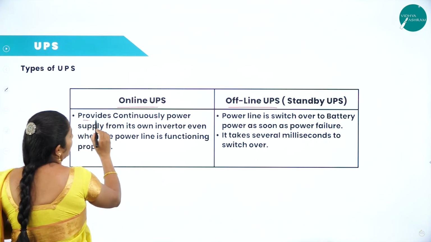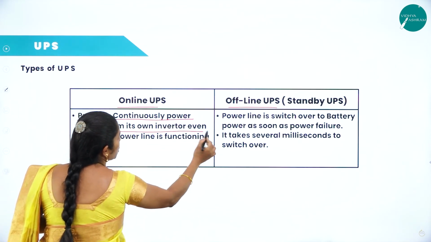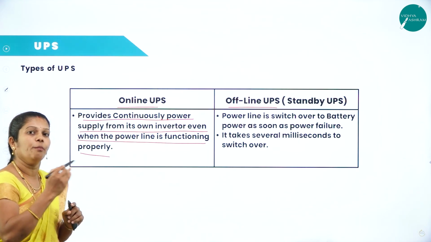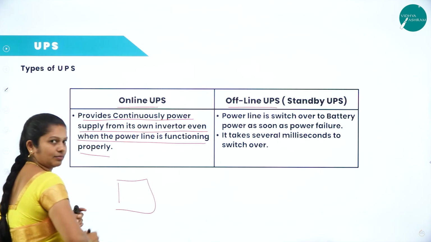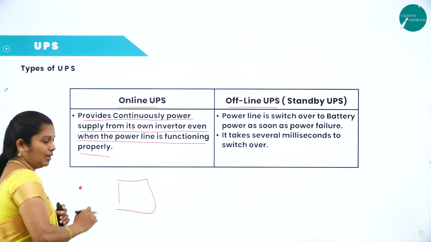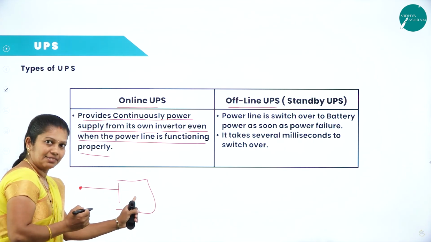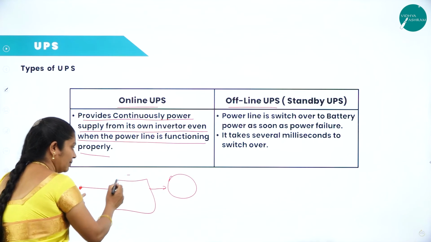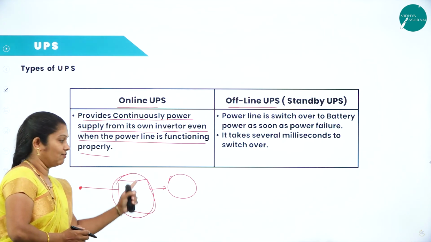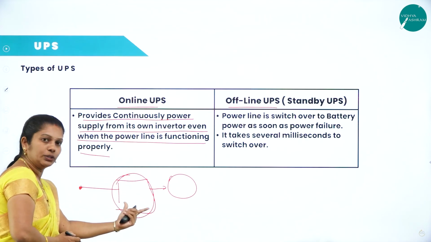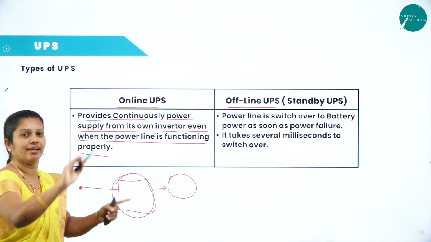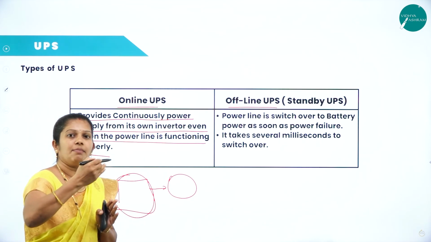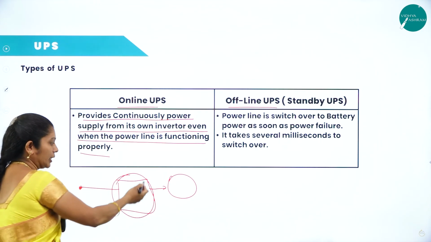Online UPS provides continuous power supply from its own inverter even when the main power line is functioning properly. What do you mean by this? Consider we have the main power supply here. From the main power supply, it will transfer the power to the converter. From this only, we are getting the power to our system. Continuously from its own converter only, it will supply. Even when there is main power, from its own converter only it will supply, continuously, without any break. All the time, we will get the power. If the main power is off, then without knowing whether it's the main power or the UPS power, continuously we are getting the power.